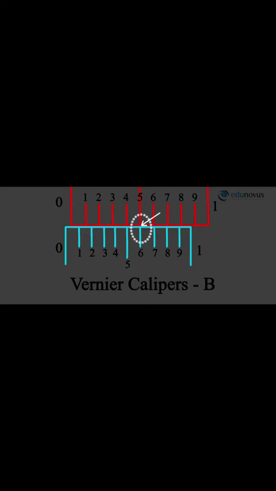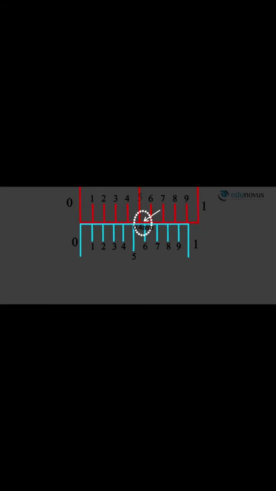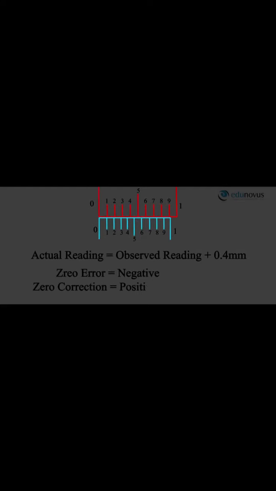But in the normal devices, which are free from the 0 error, the 6th division is actually at 0.4 mm ahead of the main scale division. Thus, we can conclude that this particular device measures a less distance of 0.4 mm. Thus, in order to obtain the actual reading, we need to add this to the observed reading. This type of zero error is called the negative zero error, and the correction is positive.